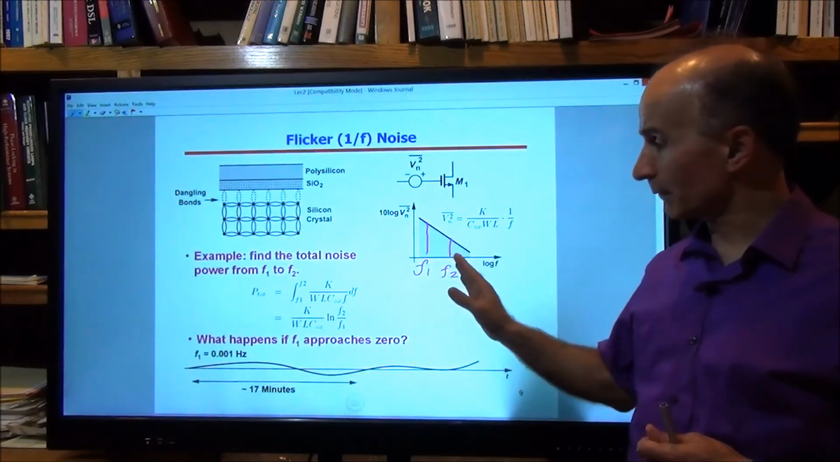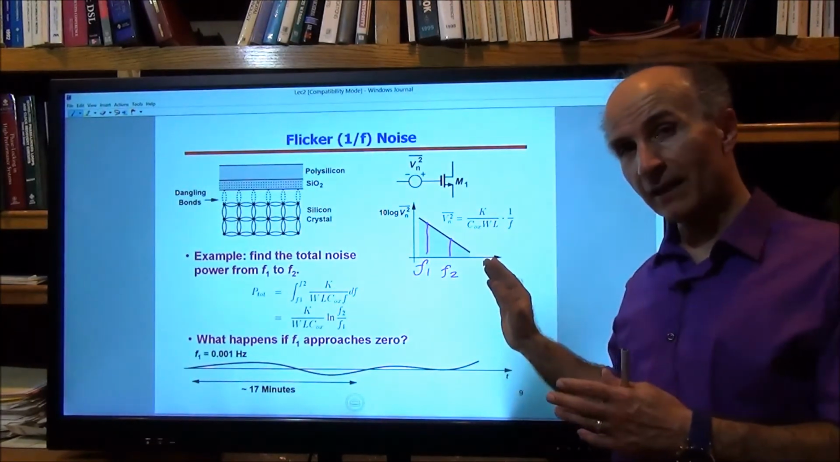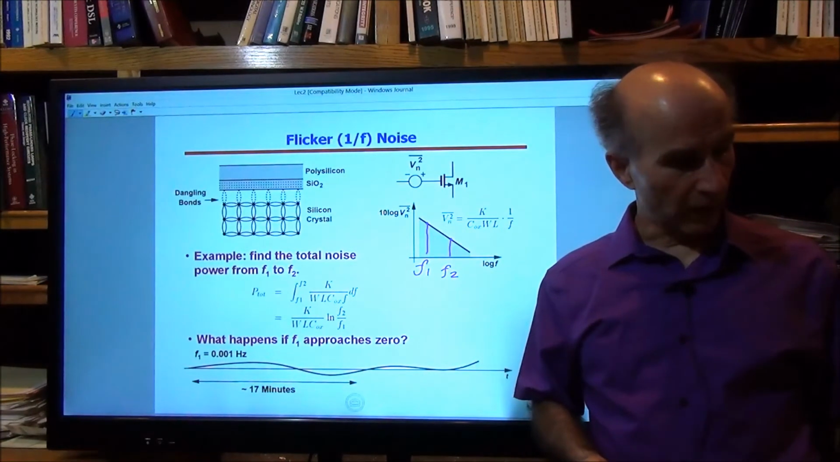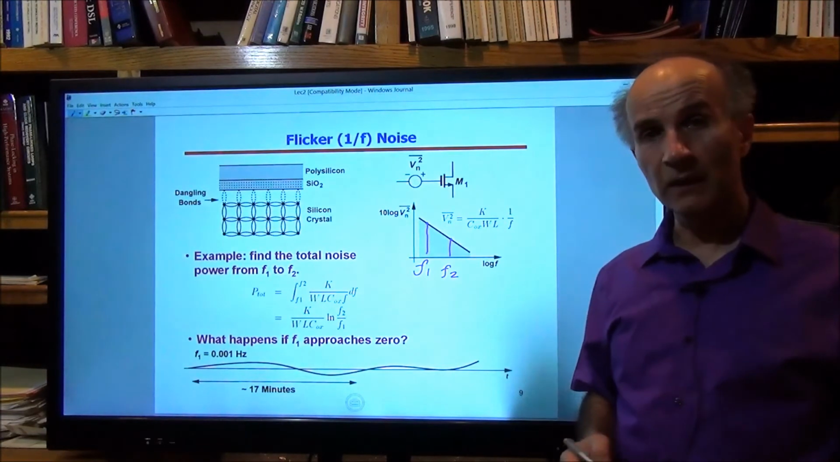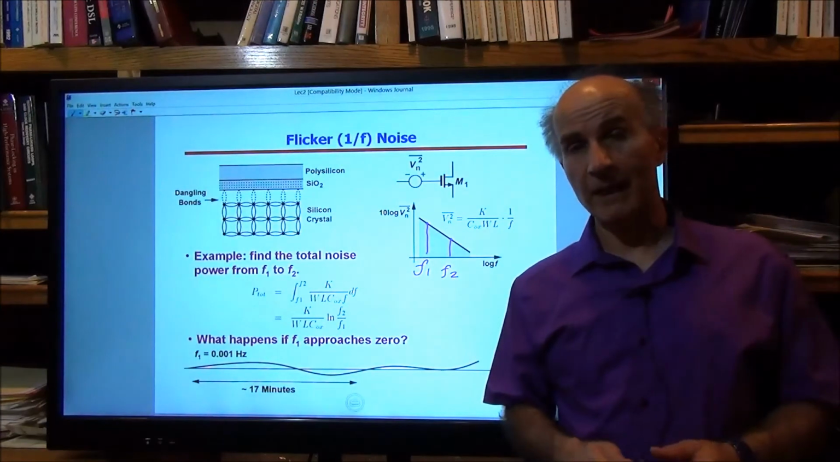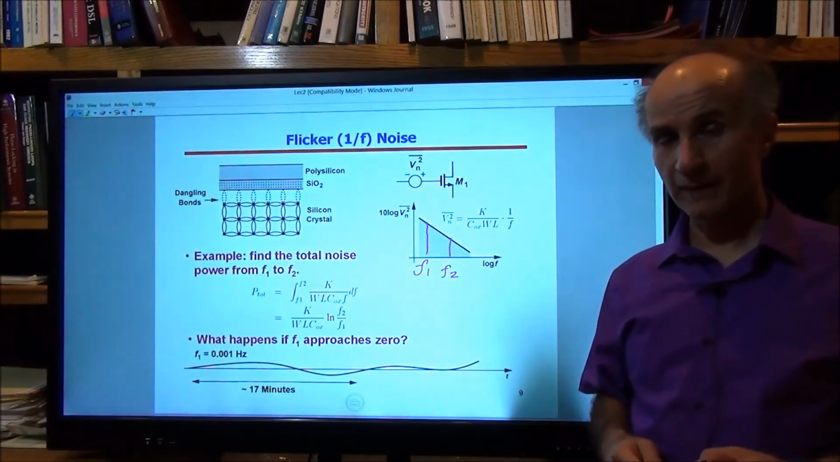So even if the bandwidth of the signal goes up by a factor of 10, natural log of 10 is something like 2.5, if I remember correctly, 2.3. So the increase in the noise is not as much as the increase in the bandwidth of the signal.